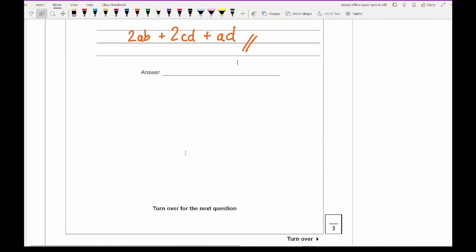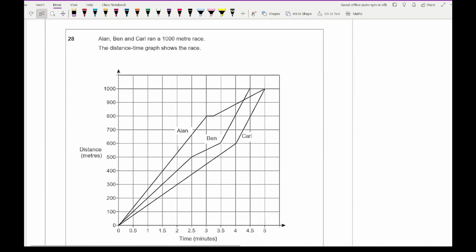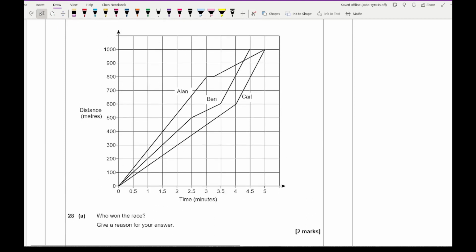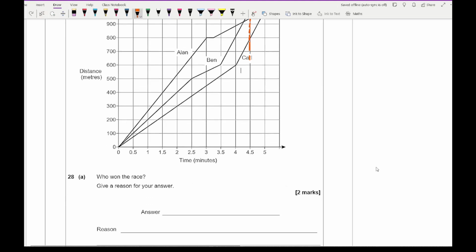Moving on to question 28, it says Alan, Ben and Carl ran a 1,000-meter race. The distance time graph shows the race, and it says who won the race, give your reason for the answer. Well, to win a race you want the shortest time, so the shortest time is going to be for Ben, who finishes the race at 4.5 minutes. So the answer is Ben, and he finishes quickest, taking 4.5 minutes. So something along those lines would be absolutely fine.